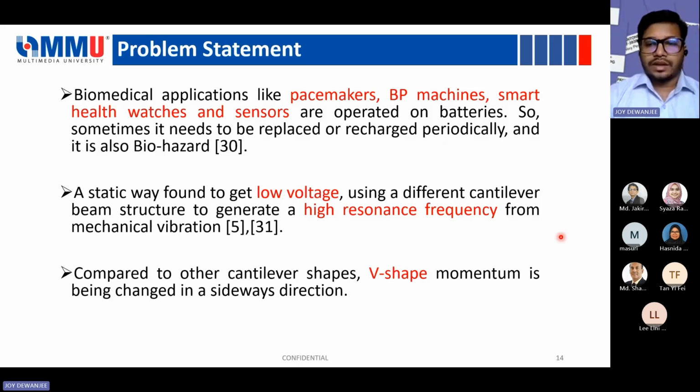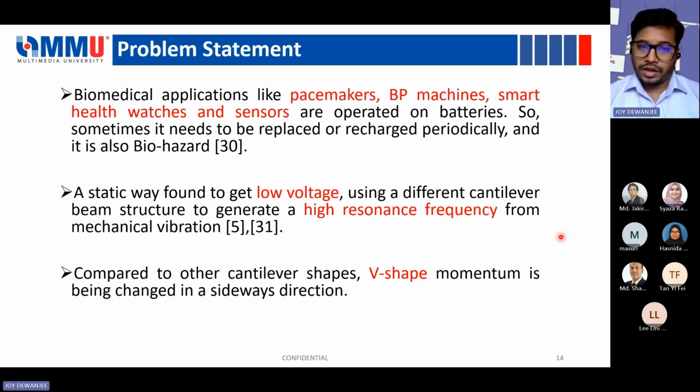So for the problems, in our case, the battery is for low powered electronic devices, like medical devices, for example BP machines, smart health watches, and pacemaker devices, and most of the sensors are also operated on batteries. It's really difficult to replace and recharge the battery, and batteries also create a biohazard.